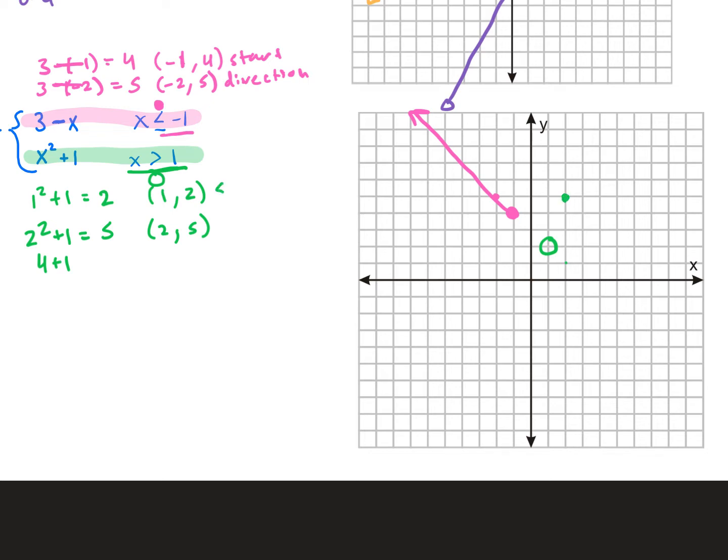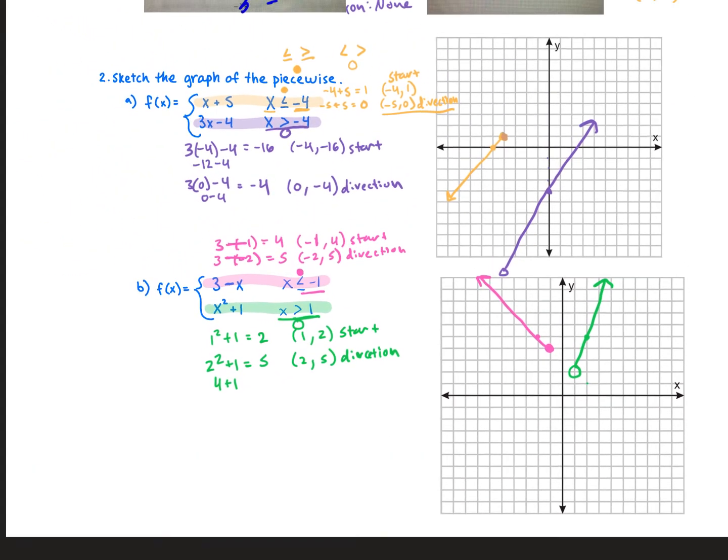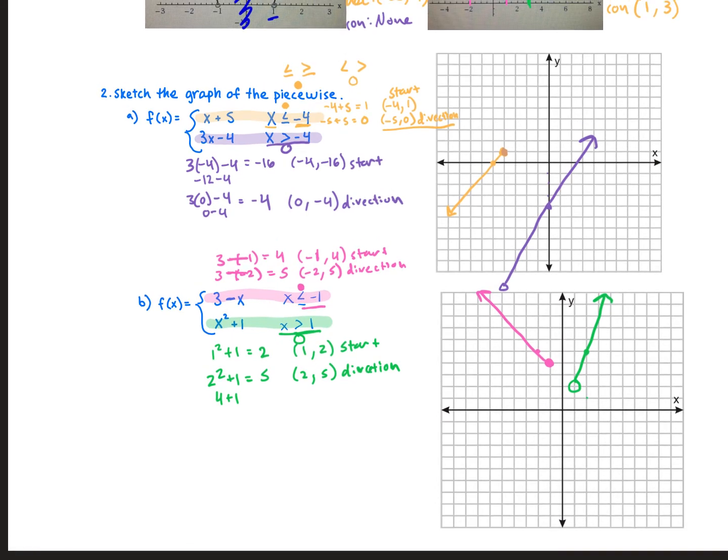Now the first point is where I start my line. The second one is just the direction. So I start at that open circle and go through the other one. The second point is not also open. Only the first point is an open circle. The second point just tells us which way our arrow is pointing, which way our line goes. There's our second piecewise.